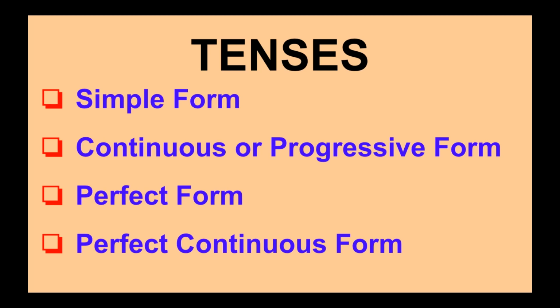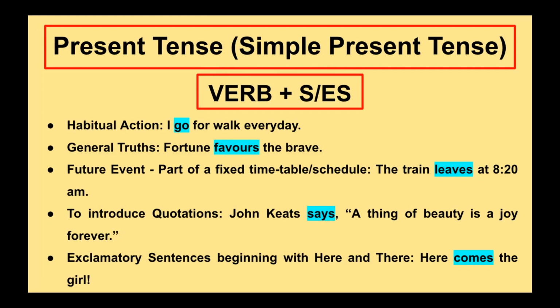And when I say past tense, again, it is simple past tense, past continuous tense, past perfect tense, and past perfect continuous tense. Similarly, for future tense, we have simple future tense, future continuous tense, future perfect tense, and future perfect continuous tense. Let us learn about all the tenses in detail. First, we will take present tense.